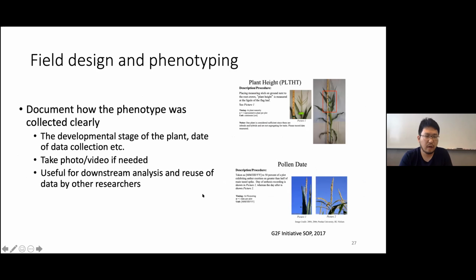And the last thing I want to emphasize about phenotyping is to document your phenotype well. Like what's the definition of your phenotype? What exactly did you measure? You can take photos if needed, or videos if needed. This is useful for your downstream analysis, for your modeling process, and also very useful for other researchers to reuse your data.